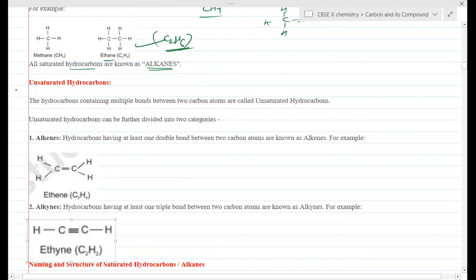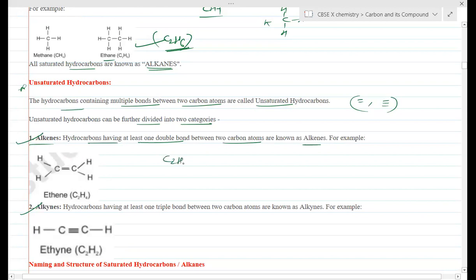Unsaturated hydrocarbons, the hydrocarbons containing multiple bonds between two carbon atoms, are called unsaturated hydrocarbons. Unsaturated hydrocarbons can be further classified into two categories. Multiple bond means it may be a double bond or a triple covalent bond, like alkenes and alkynes. Alkenes are hydrocarbons having at least one double bond between two carbon atoms, like ethene. Ethene formula is what? C2H4.